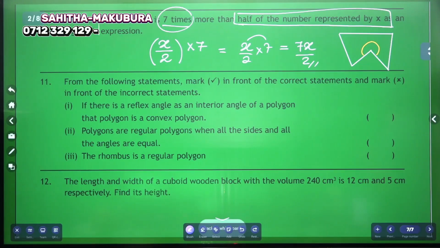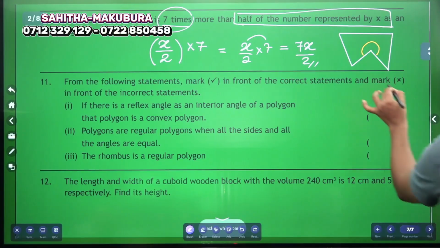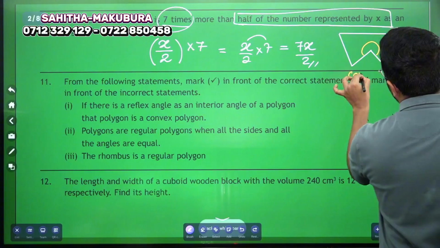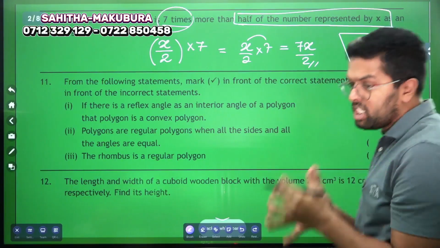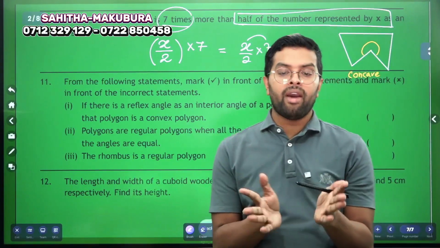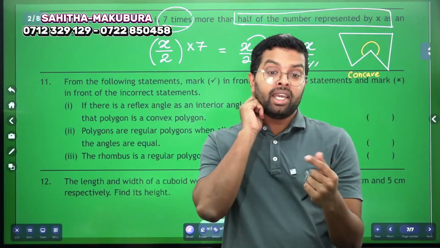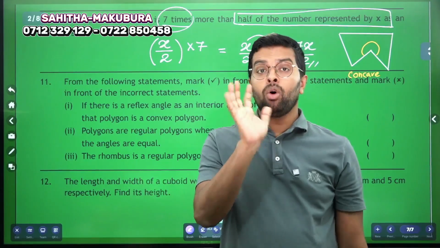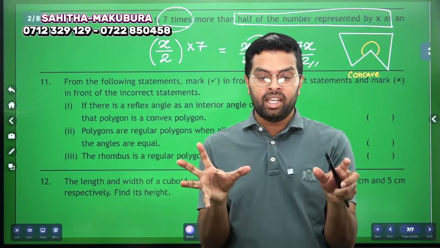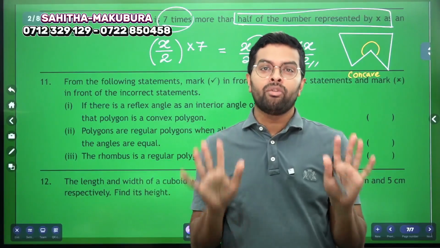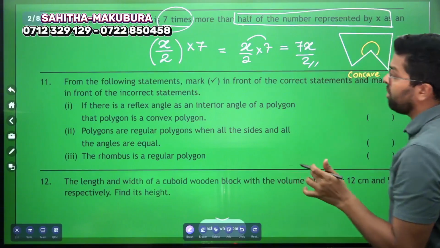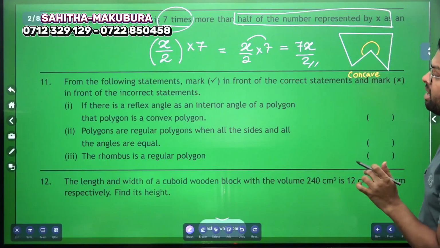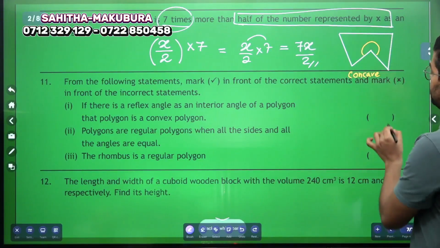All right, okay. So this is a concave polygon. If it is a convex polygon, we do not have reflex angles as interior angles. We don't have reflex angles as interior angles when it comes to convex polygons. So this is wrong: if there is a reflex angle as an interior angle of a polygon, that polygon is a convex polygon.